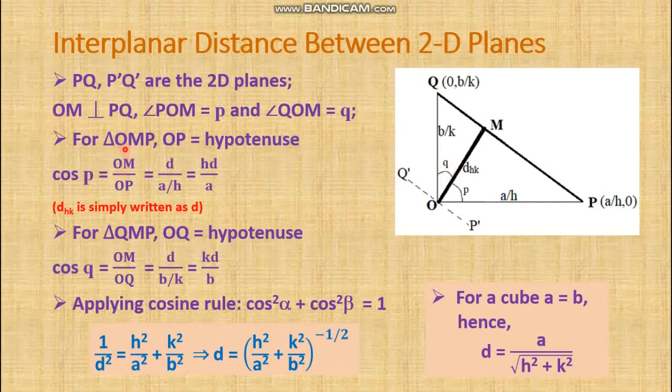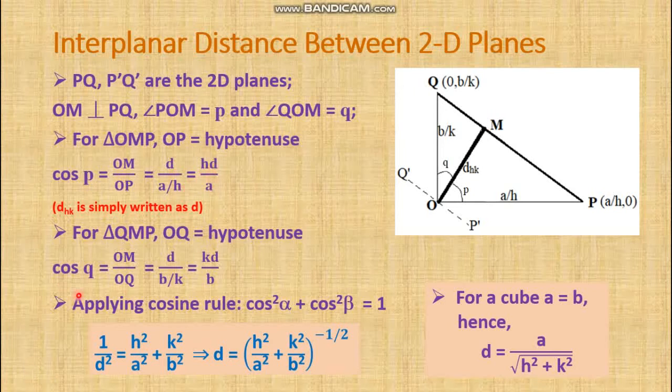For the triangle OMP, what is the hypotenuse? Hypotenuse is nothing but OP. This is the hypotenuse. Okay, then this is the base and this is the perpendicular. Then cos P must be base by hypotenuse. Base is OM, hypotenuse is OP. So cos P is OM by OP. The value of OM is D and OP is A by H. So it is HD by A.